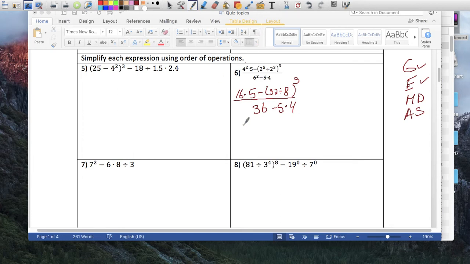So let's see, 6 times 5. I'll leave that alone for now. Inside the parentheses, I'm going to do 32 divided by 8, which is 4. Oh, I forgot the minus sign here. And that's going to be raised to the 3rd power. And at the bottom, I'm going to take care of the 5 times 4. So you get 36 minus 5 times 4.